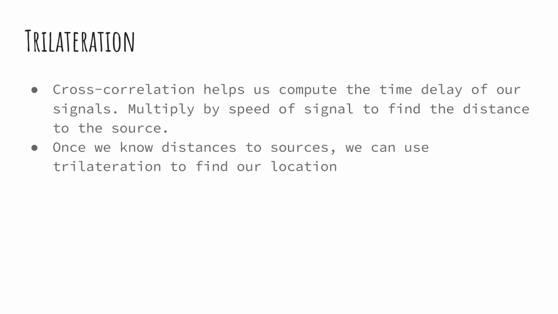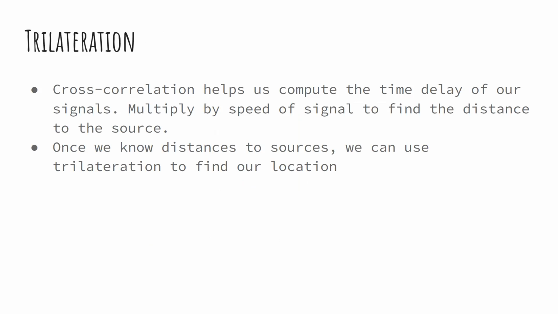So now that you use cross correlation, that helps you compute the time delay of your signal. So how long does it take for your signal to reach from the satellite to you? You can multiply by the speed of the signal. That could be speed of sound, speed of light, whatever it could be, to find the distance to the source. And once we know the distance to our sources, which in GPS is the distance to the satellites, we can use trilateration to find our location.